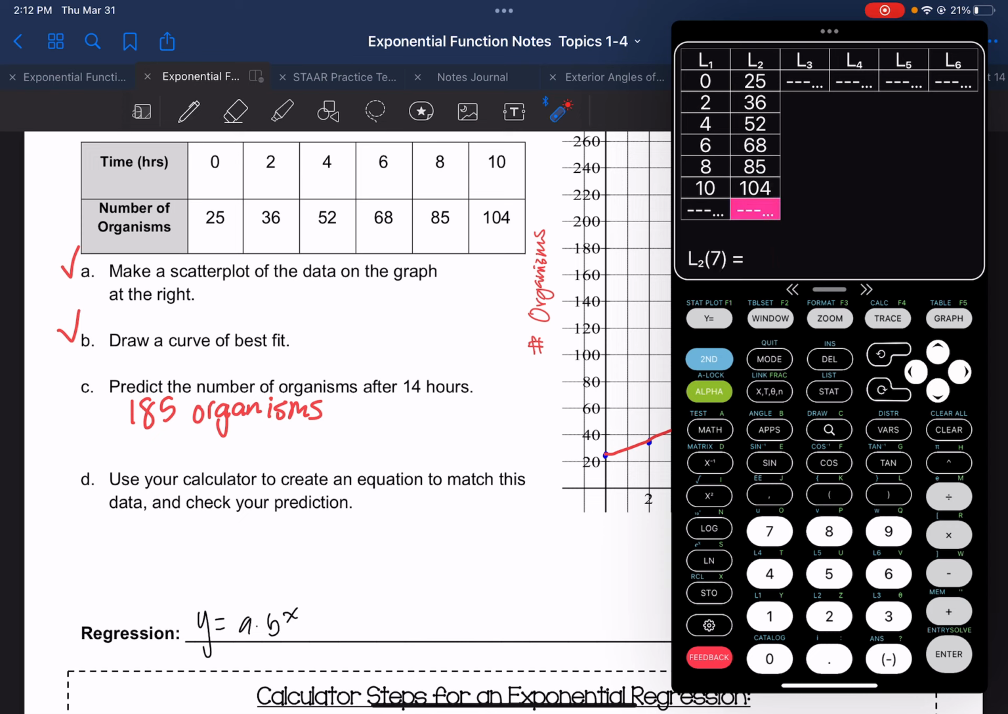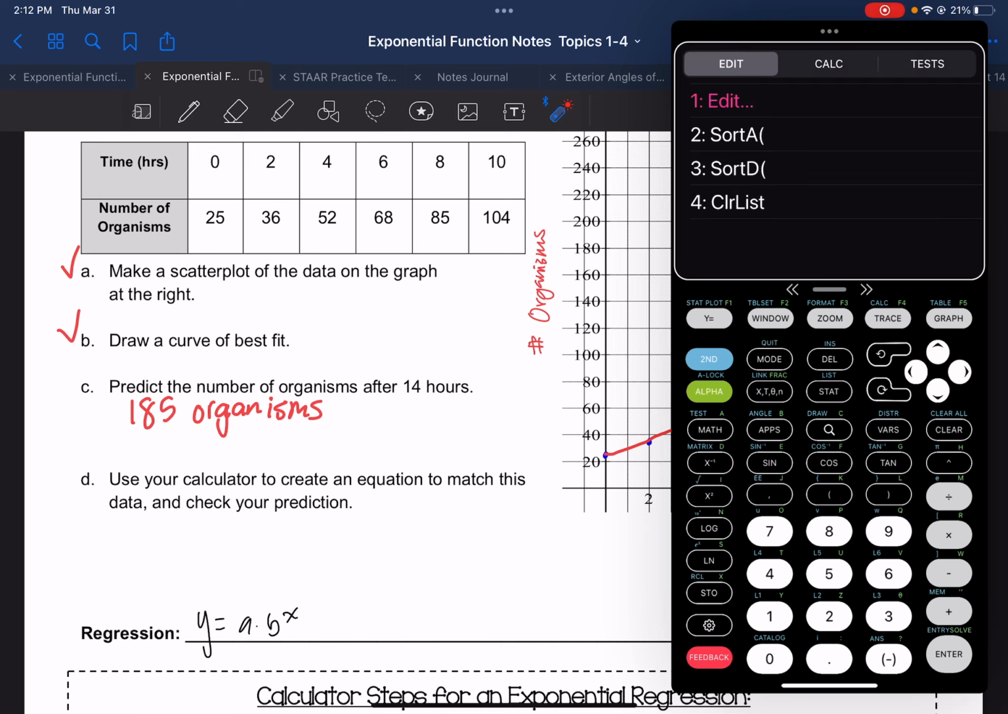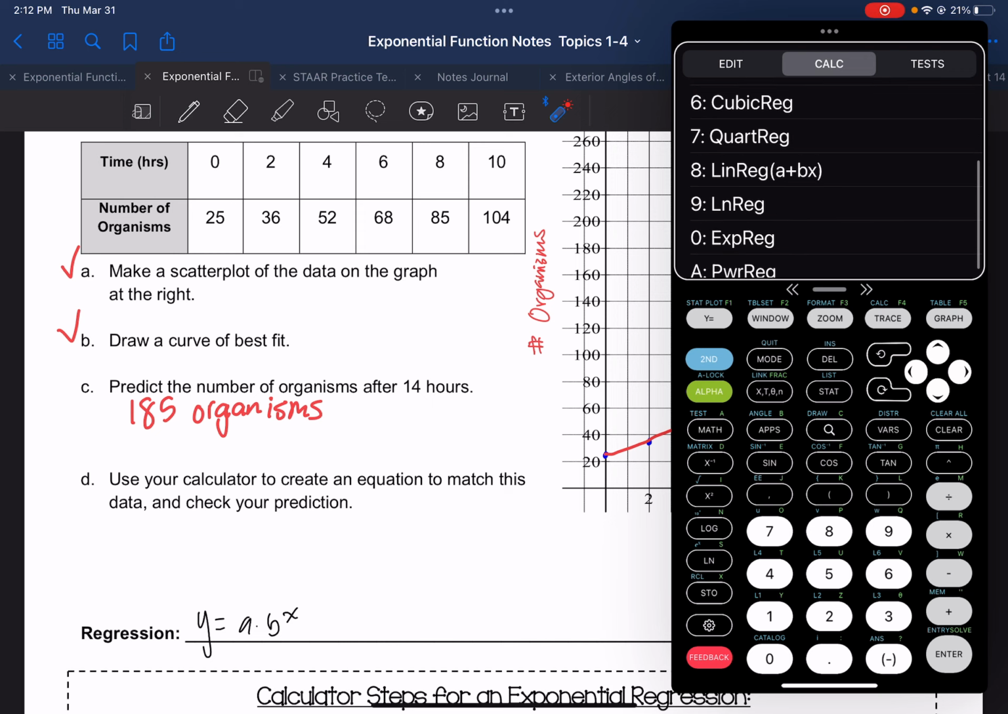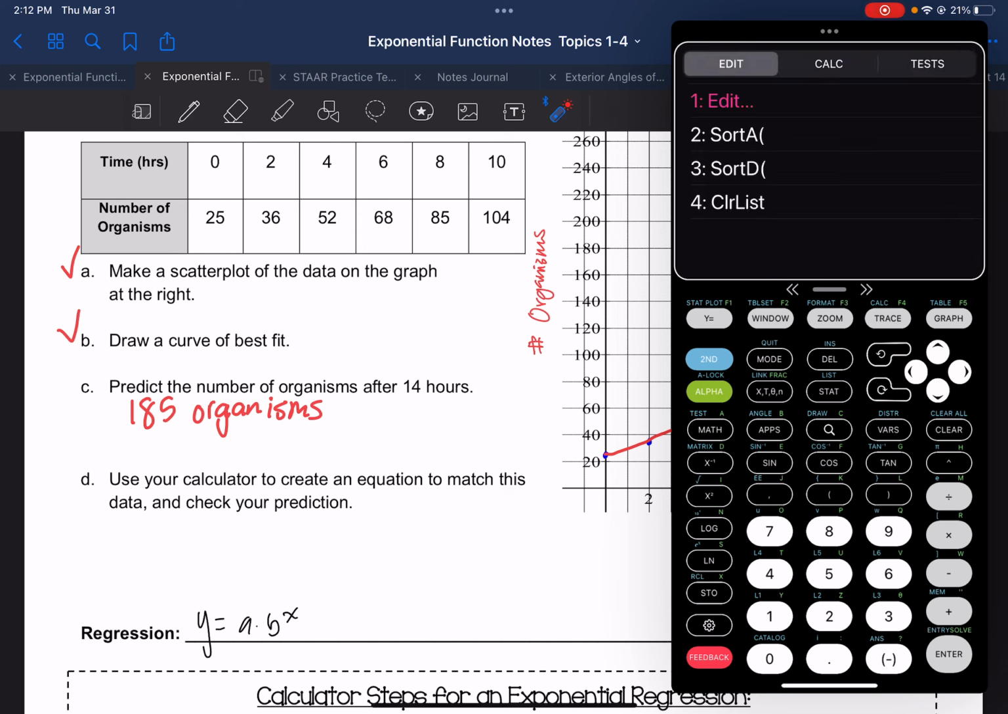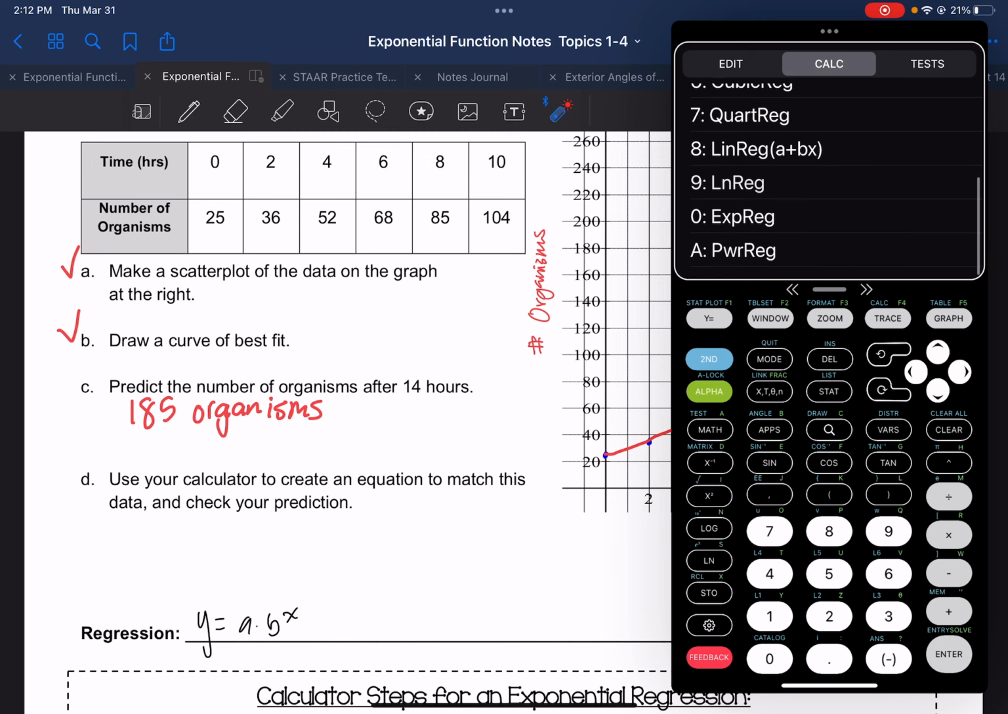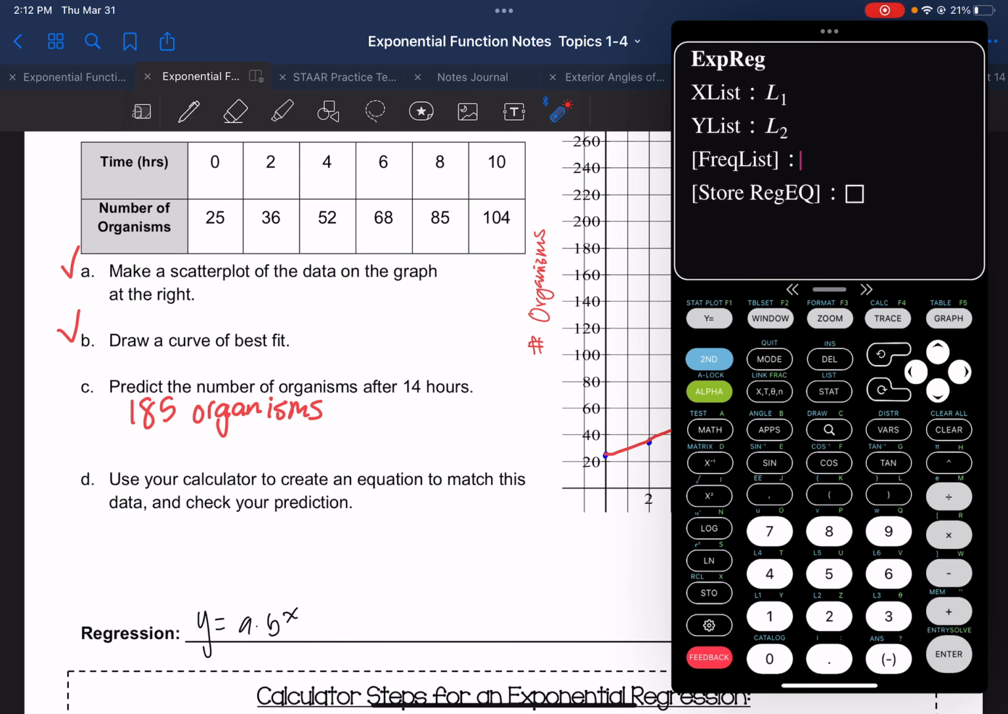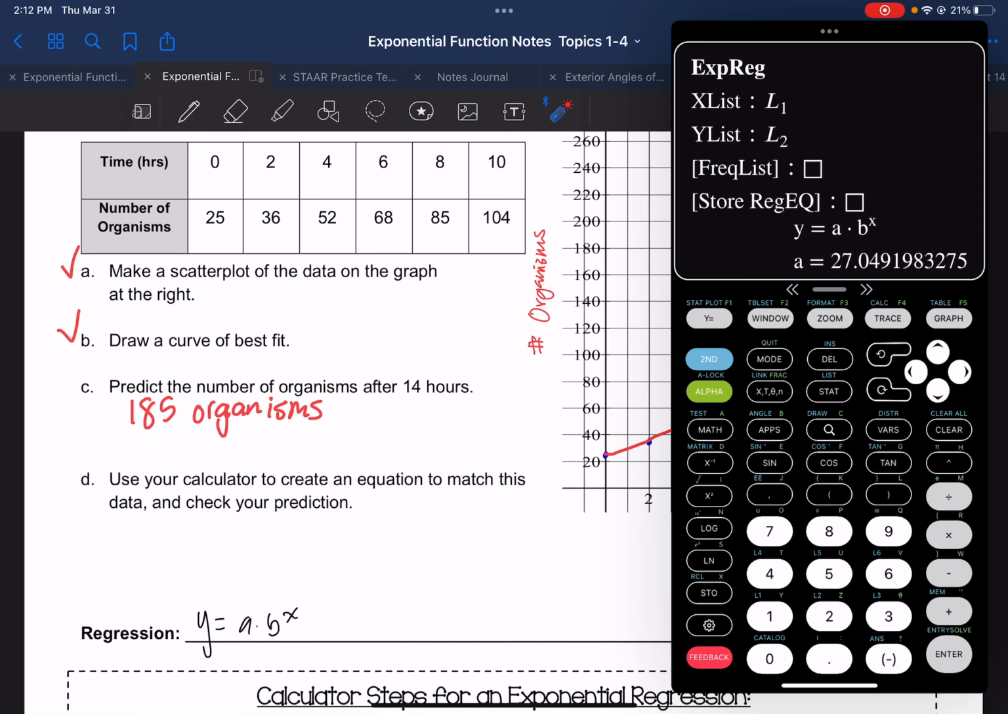Now that I have all this listed in here, the next thing I need to do is go to Stat, go to Calc, and then go down to where it says Exponential Regression. So that's 0 or EXP. All right. So again, mine, I have to do it again. Bam. All right. So yours, again, at the very bottom, says Calculate. So that's why you would have to hit Enter 5 times, or you can just scroll down and hit Enter.